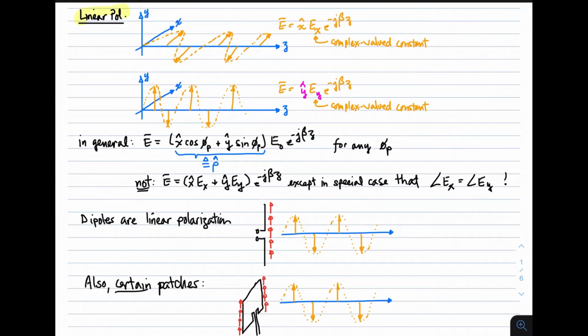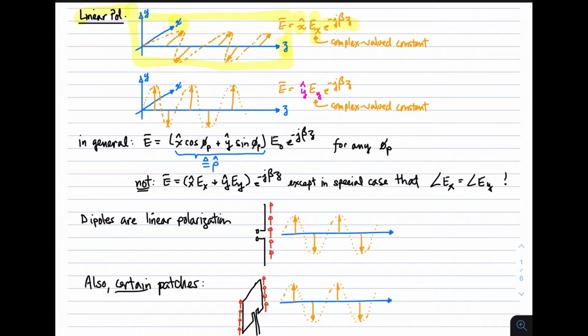Let's begin with linear polarization. In these two figures, I'm showing two examples of linear polarization. In the first example, I'm showing an electric field vector which lies entirely in the xz plane. So the electric field is always in that plane, and the electric field vector orientation can change, but it never moves out of this plane. In this formulation, we could describe that as being x hat times some complex valued constant times e to the minus j beta z, indicating that the wave is traveling in the plus z direction.